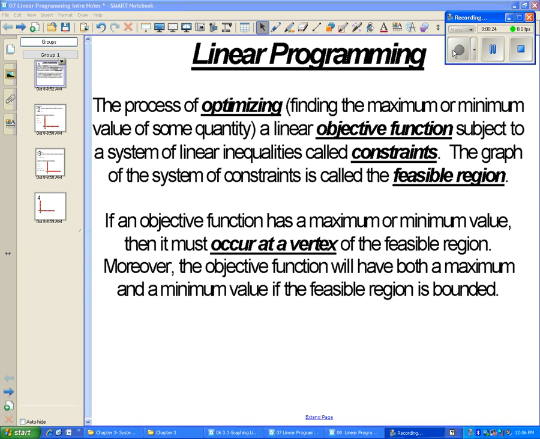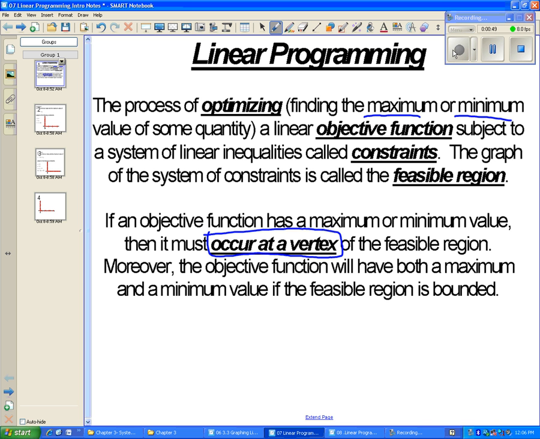I know this doesn't make any sense right now. Just bear with me. To optimize, however, is to find the maximum or minimum values of some quantities. And I'm going to do this by looking at these inequalities and seeing where they intersect. If an objective function has a maximum and minimum value, then it must occur at a vertex. So we just have a certain few points to check. It's going to be the vertices of the feasible region.